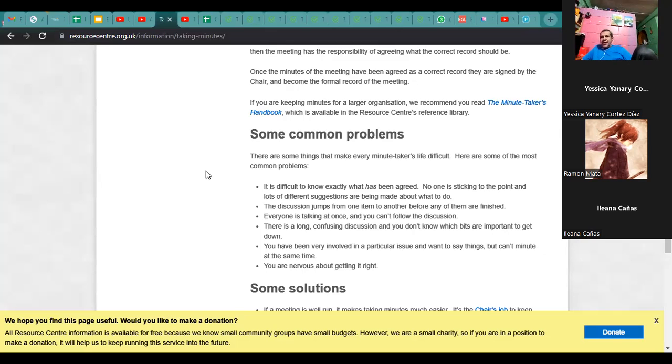Some common problems. There are some things that make every minute taker's job difficult. Here are some of the most common problems. It is difficult to know exactly what has been agreed. No one is sticking to the point, and a lot of different suggestions are being made about what to do.